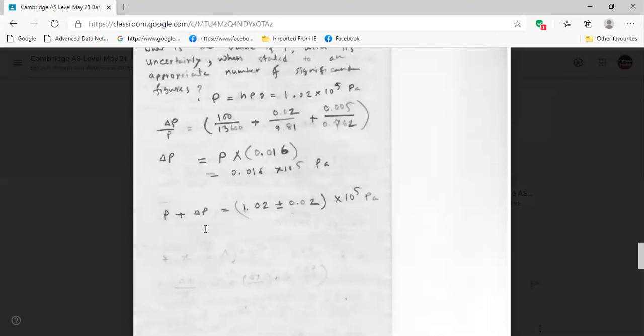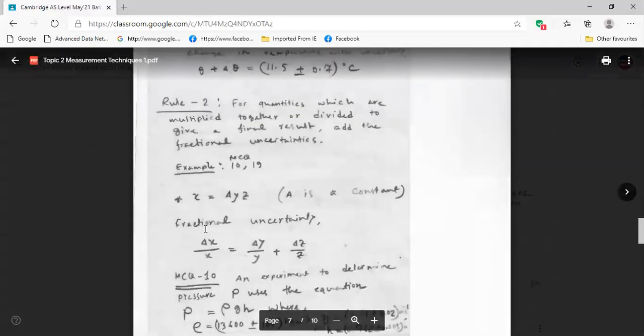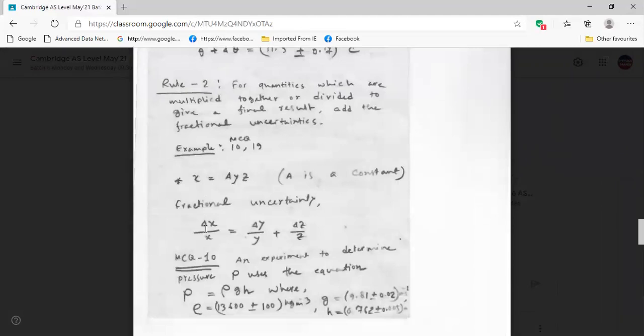So you understood it? Are you understanding it? Yes, sir. Okay. So you write, then you'll understand more. If anywhere you are not understanding, please let me know. So write rule 2, please.